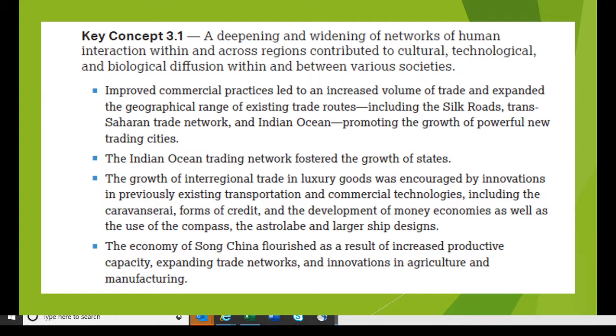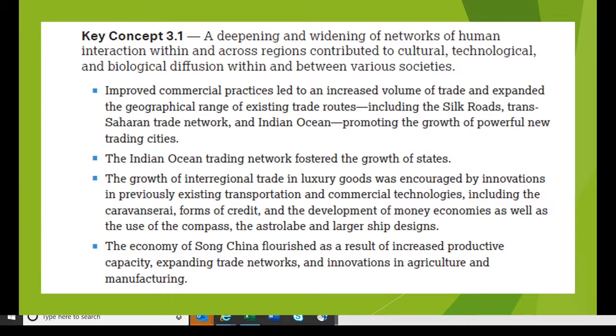Talking about a deepening and widening of networks of human interaction. That's fancy talk for trade networks, which means that we're going to have the spread of culture, technology, and various crops. That's what they mean by biological diffusion between societies.